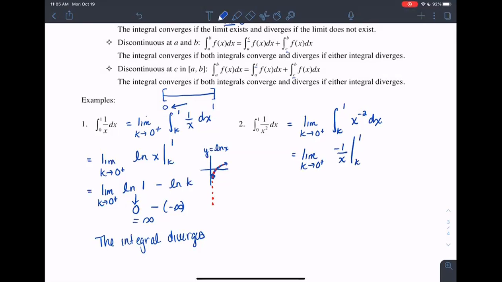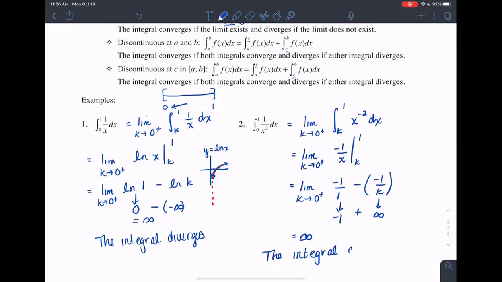This is the same function we integrated on the previous set of problems, number 2. So this is the limit as k approaches 0 from the right of -1 over 1 minus -1 over k. This first term is just a -1. We've got a minus, so that's a plus. But this thing's heading off to infinity. Subtracting 1 from something that's getting huge, it's still getting huge. That limit is infinite. And the integral still diverges.